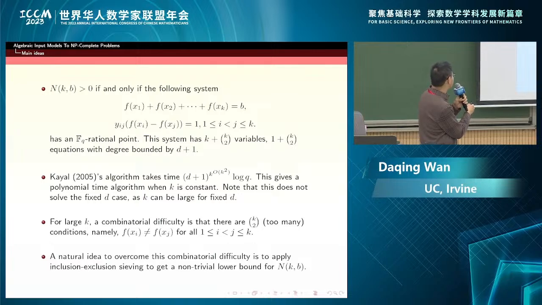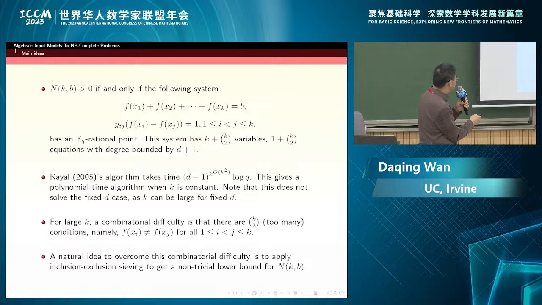Basically, we want to know whether this has a solution if and only if this algebraic variety has an F_q rational point. Now, how many equations does this algebraic variety have? How many variables? Here we have k variables. Here y_ij, there are k choose 2 variables. How many equations? There's one equation. This is k choose 2 equations.